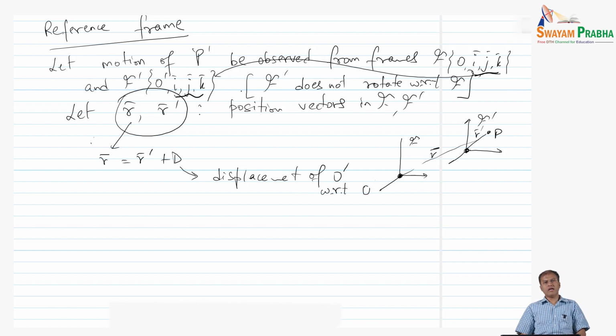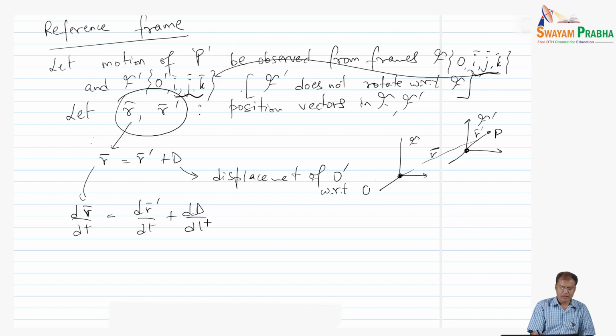So that is D. So from here when I differentiate, I see that dR/dt is equal to dR prime/dt plus dD/dt, right? Now the crucial part here is we have to talk about with which frame we are differentiating, with which frame we are evaluating all these quantities. So the idea is we are evaluating these quantities with respect to the fixed frame. So dR/dt in frame F, this is in frame F, this is in frame F, right?